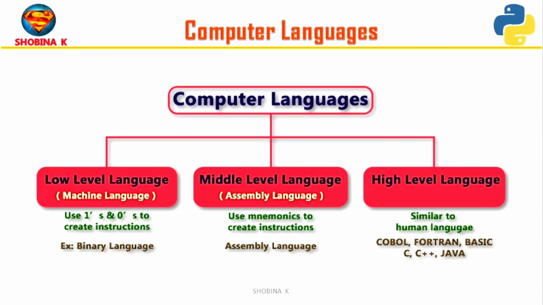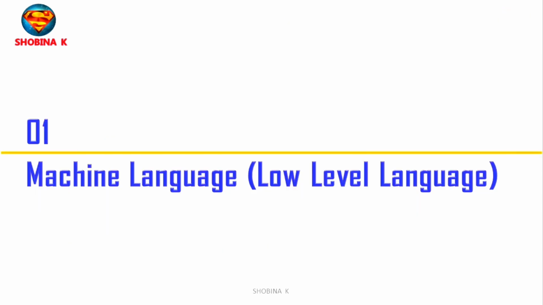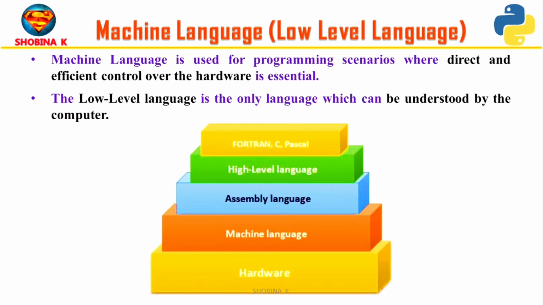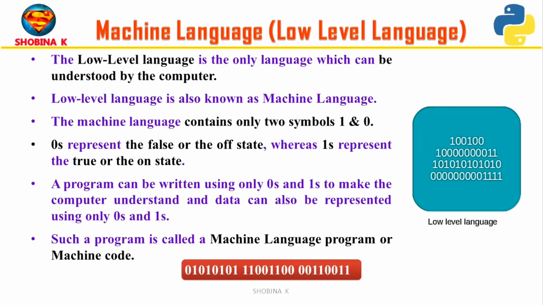Now let's understand each language in detail. First up, we have machine language. The machine language stands at the bedrock of computer languages. Machine language is a low-level programming language. Machine language can only be represented by zeros and ones. In this language, the instructions are given in binary format in the form of zeros and ones.